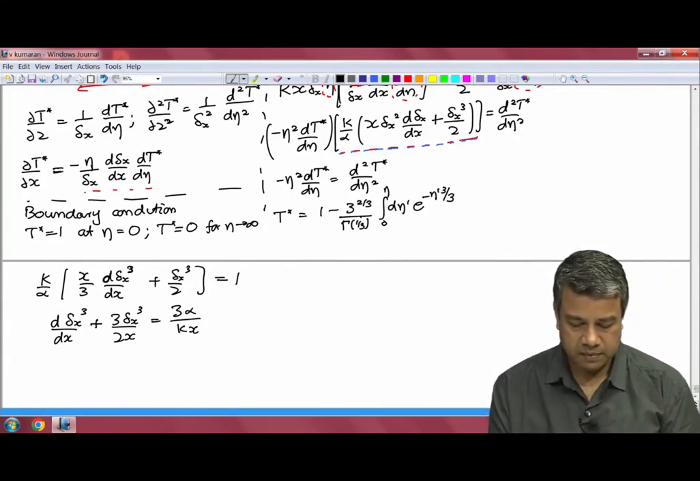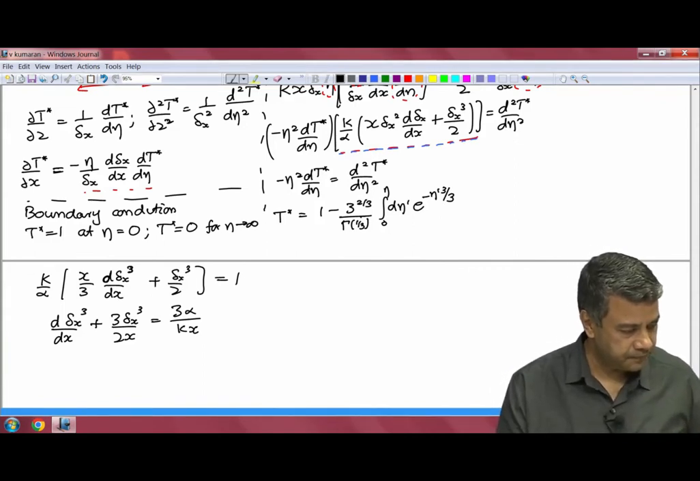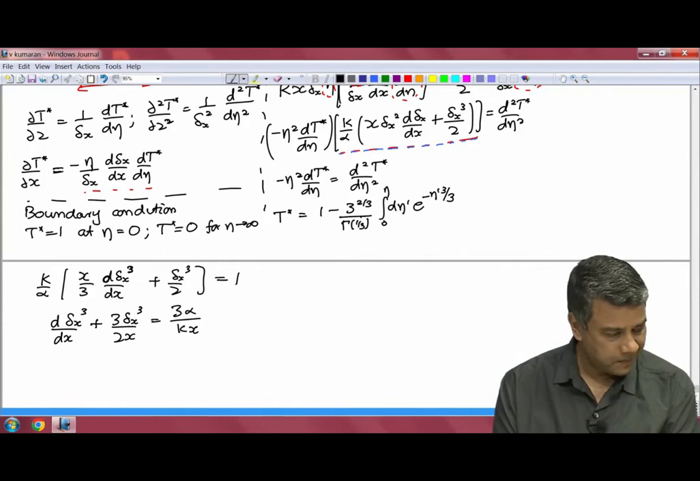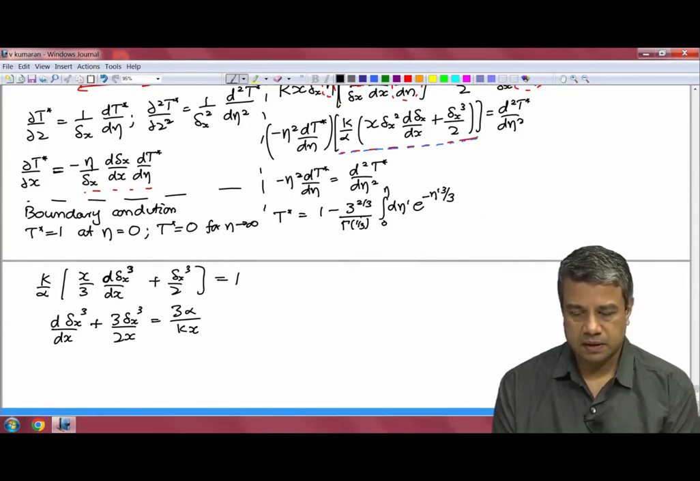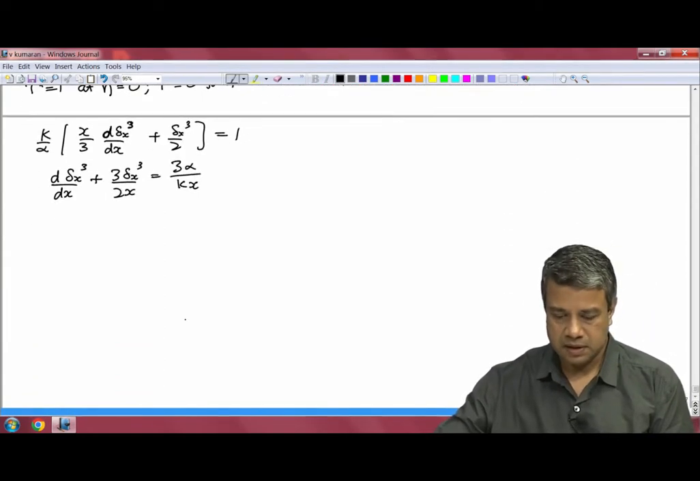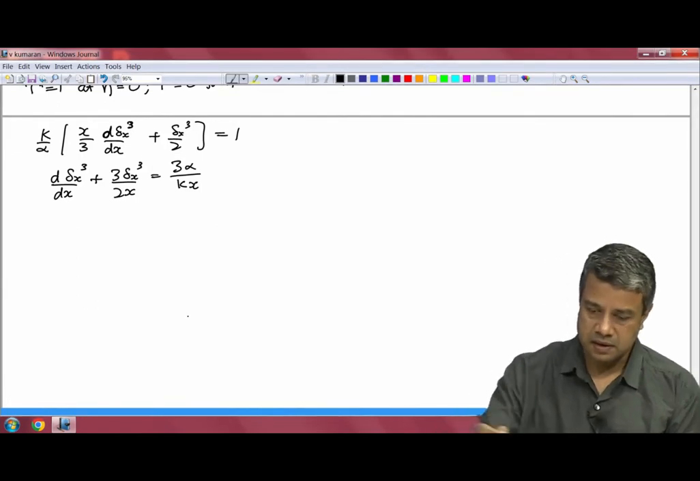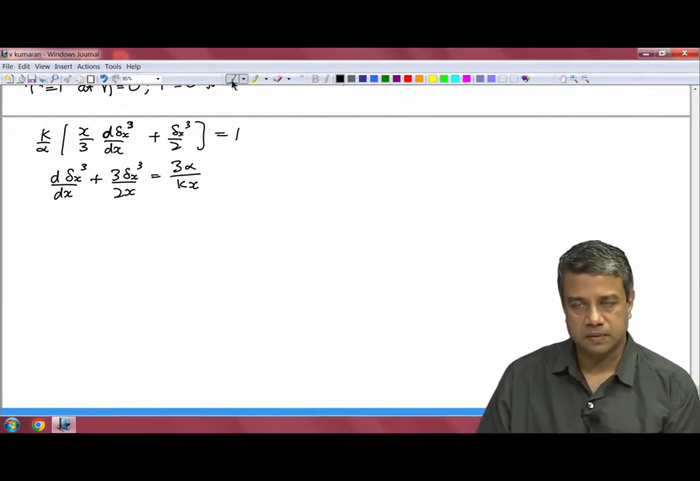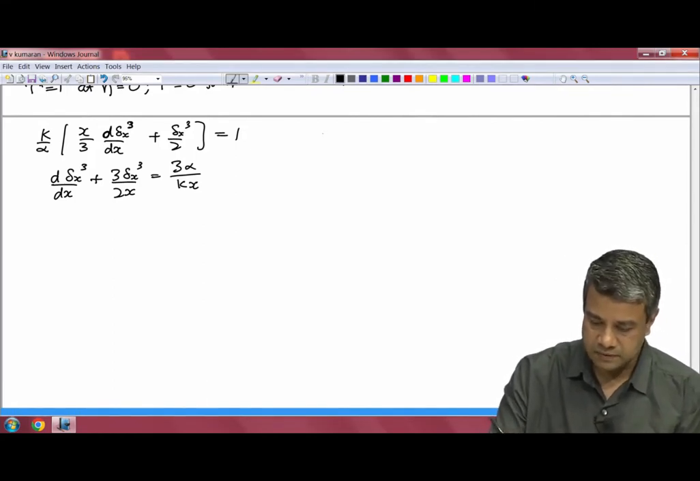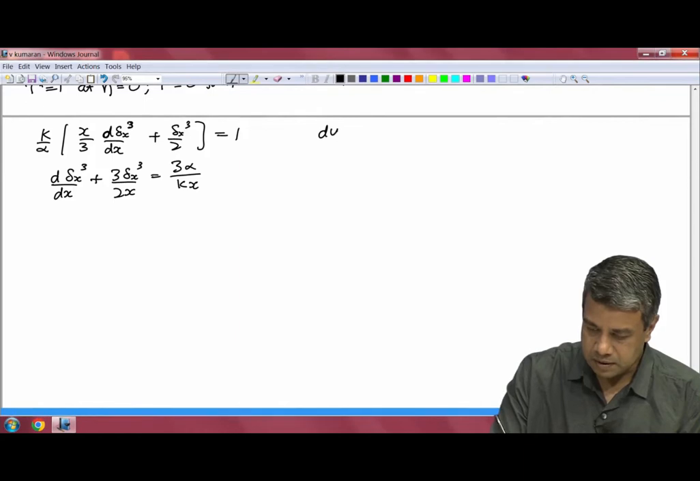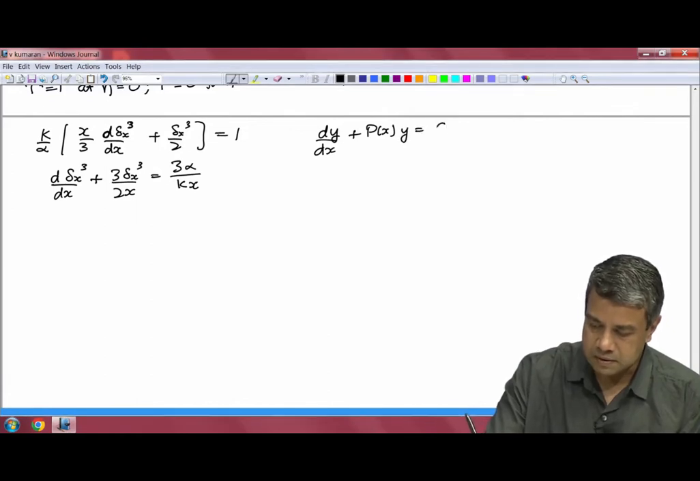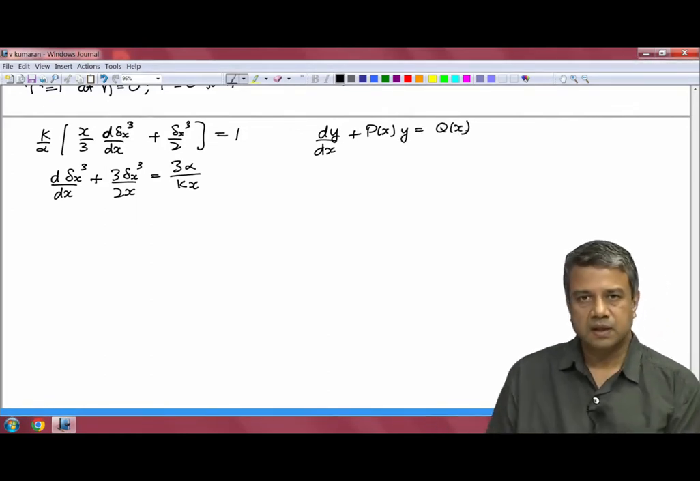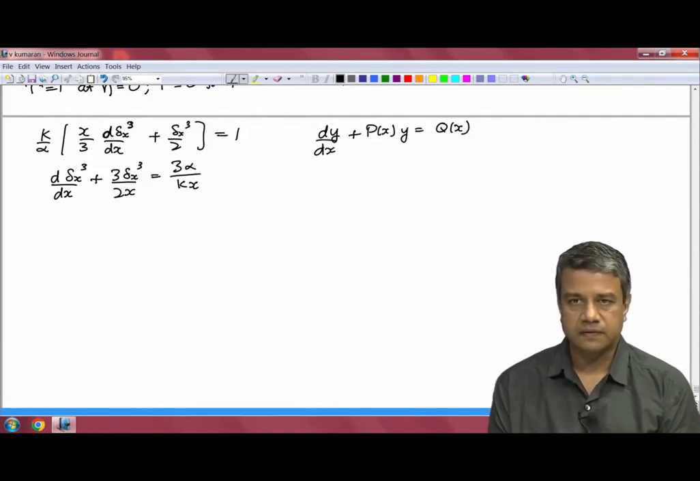Multiplying throughout by 3 alpha by kx, this is what I will get. Now, how do I solve this equation? This equation is a first order inhomogeneous equation, and there is a general procedure for solving this. So, I will briefly go through the general procedure for a differential equation of the form dy by dx plus p of x y is equal to some function q of x. You must have seen this earlier. I will just do it briefly so that everybody is at the same level.